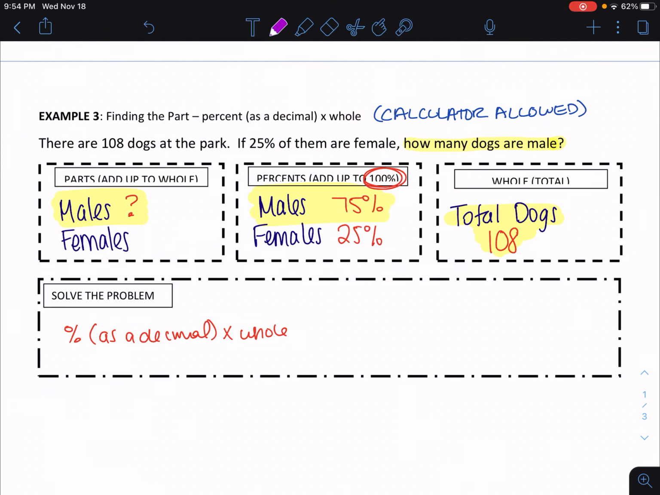So I'm trying to figure out how many males there are, and I've got 75% are males. So I'm going to change this to a decimal, move it twice to the left. So I've got 0.75 times 108. And this is a calculator question, so I may use a calculator here. So I'm going to type in 0.75 times 108, and I get 81 males.